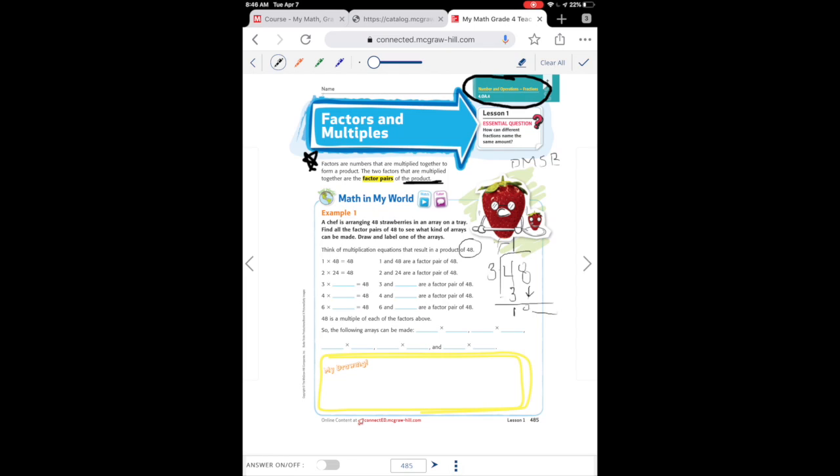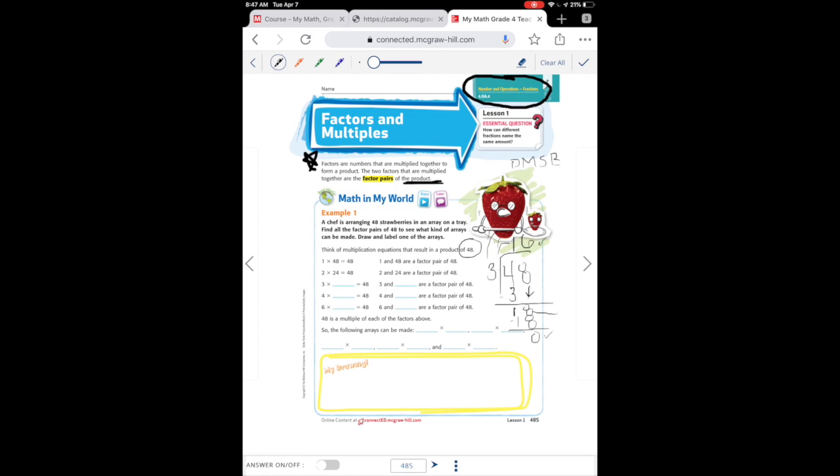Bring down my 8. 3 goes into 18 how many times? 6. Write it at the top. 6 times 3 is 18. Subtract, 0. We got a 0 at the bottom. We have all of our quotient filled. We are good to go.